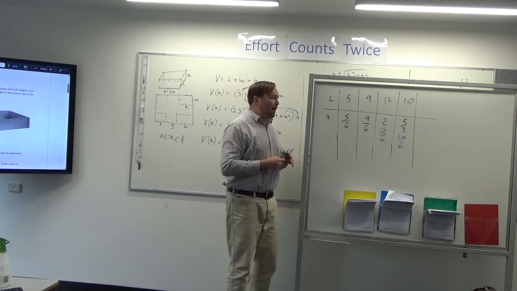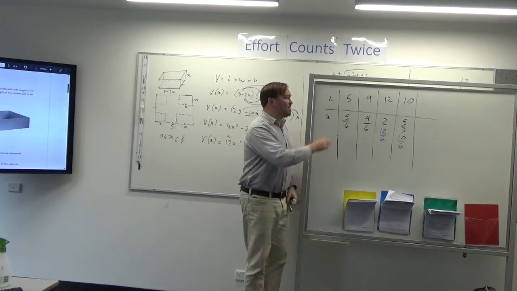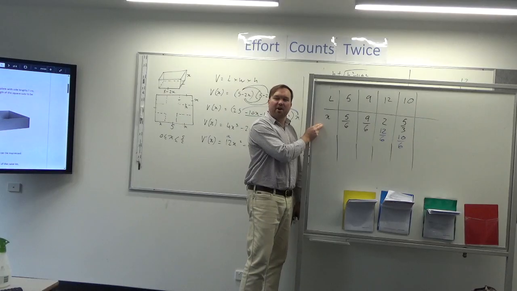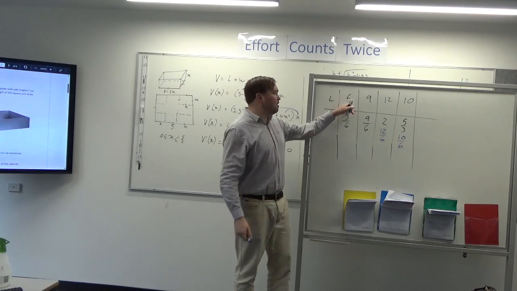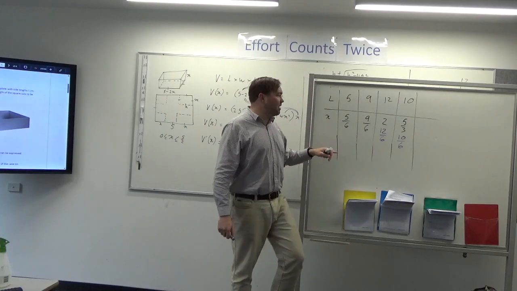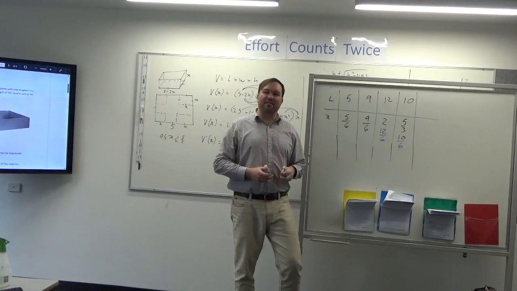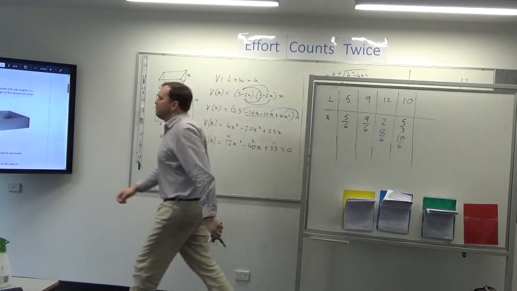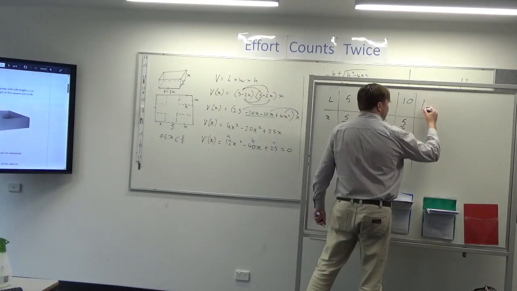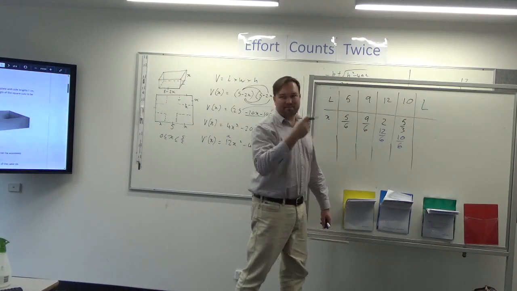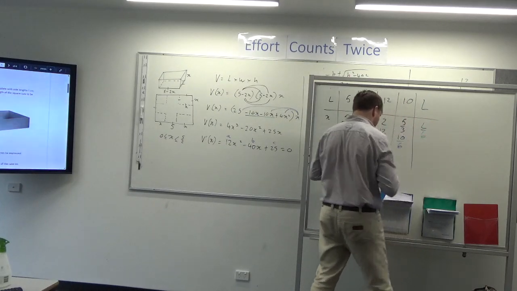Can anyone spot a pattern with our best answers? Divide by 6. It's whatever the length is divided by 6. So if we know the length of the base was 5, 9, 12 or 10, our answers are 5 on 6, 9 on 6, 12 on 6, 10 on 6. If I gave you a length that's unknown, a length of L, what do you think should go there? L on 6.